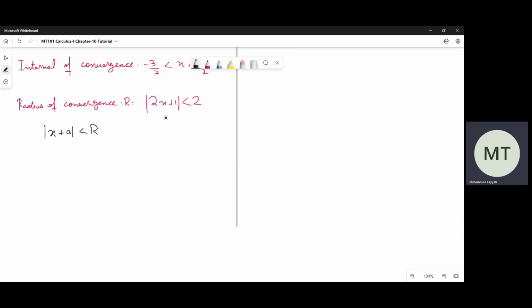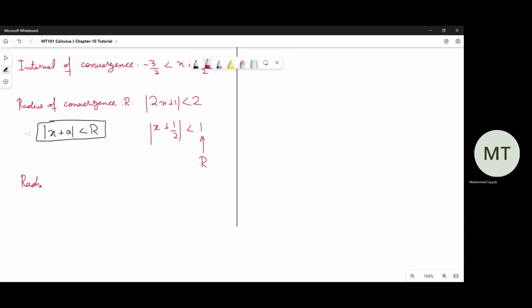So this gives us, just take as a definition. So we can write 2x divided by 2, so this is x plus 1 upon 2. So a is the center of the series, mod less than 1. So this r is basically the radius of convergence. So here the radius of convergence r is equal to 2. The radius of convergence is 2.